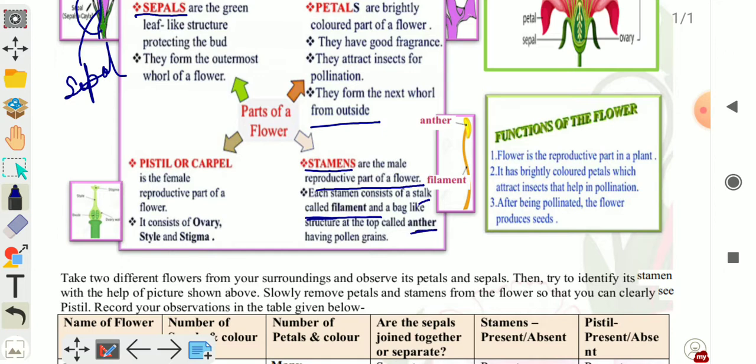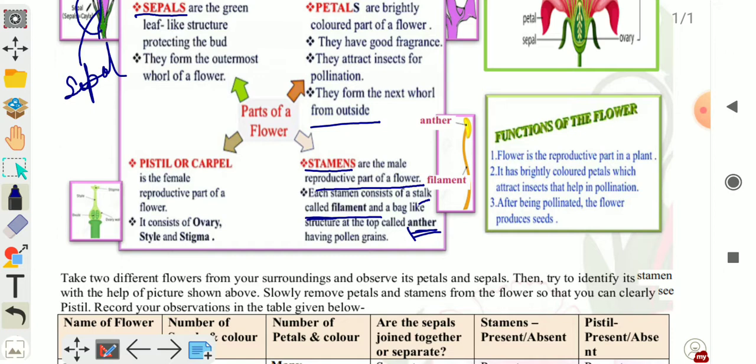So stamen has two parts. First one is filament and second one is anther. Anther is a sac-like structure or bag-like structure. It consists of pollen grains inside the sac or bag or inside the anther.